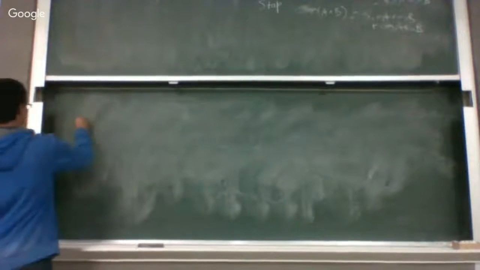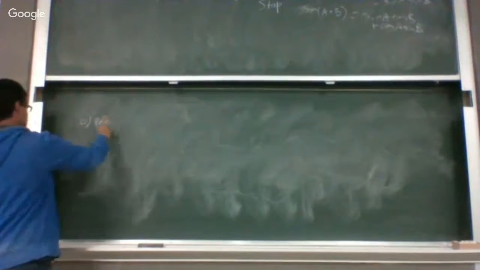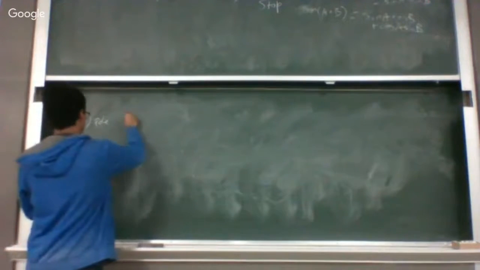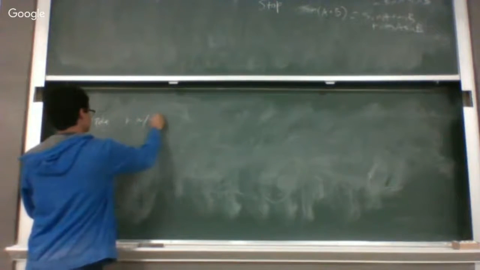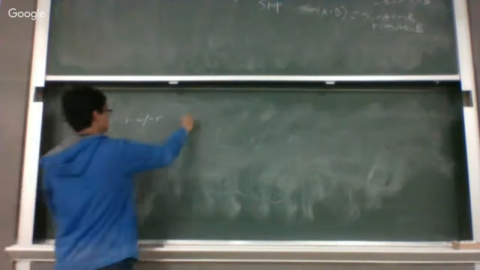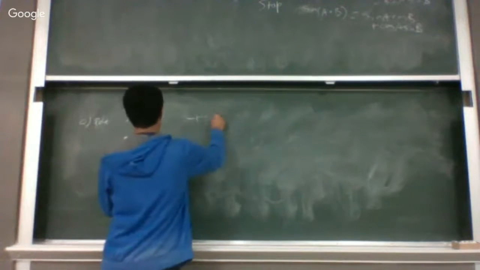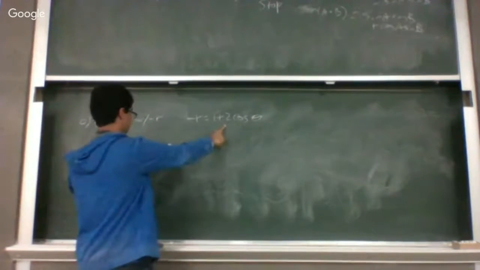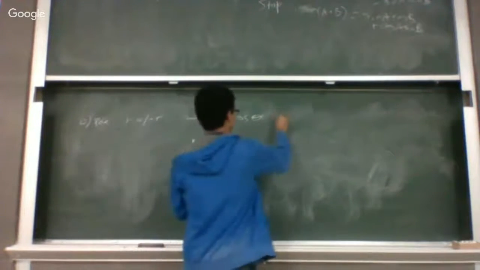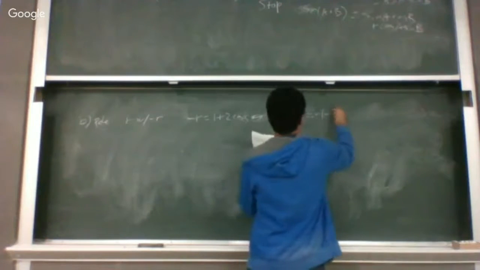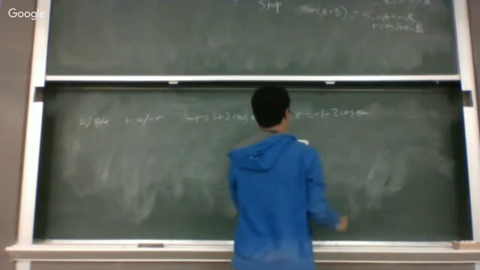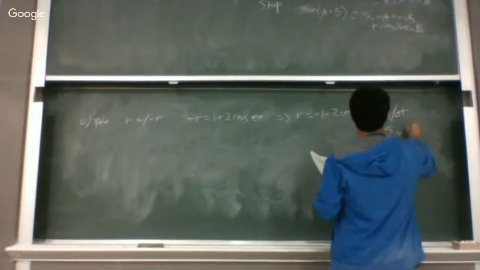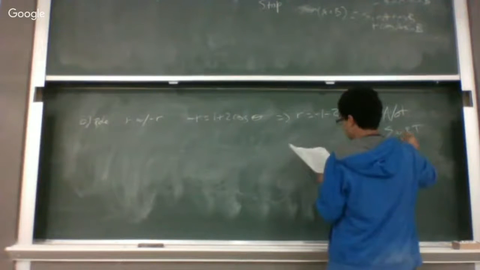So with respect to the pole, what do we look at? What is r? What do we replace r with? Negative r. So then -r is equal to 1 plus 2 cosine of theta. You divide everything by -2, so you end up with r is equal to -1 minus 2 cosine of theta. And that is not the same as the original, so it's not symmetric with respect to the pole.